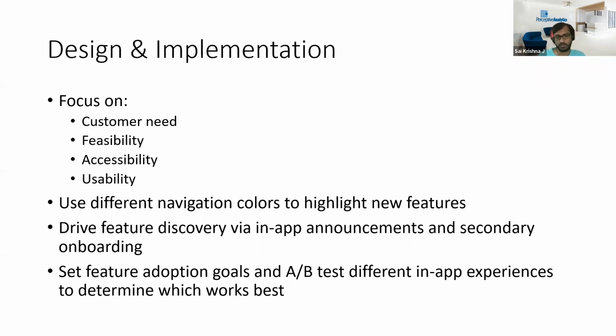So that is one more feature adoption goal. Okay. And then A/B test different in-app experiences. I'm sure you must be familiar with this concept of A/B testing. There will be an original design of the user experience which is currently existing. This is what we call the A, and then there could be another alternate flow of the user experience, what we call the B.